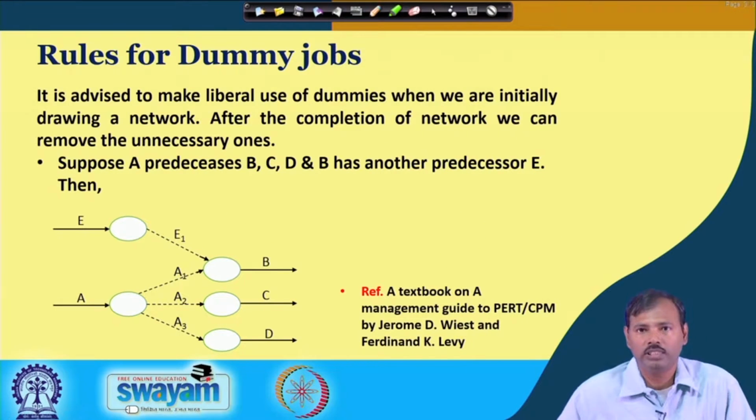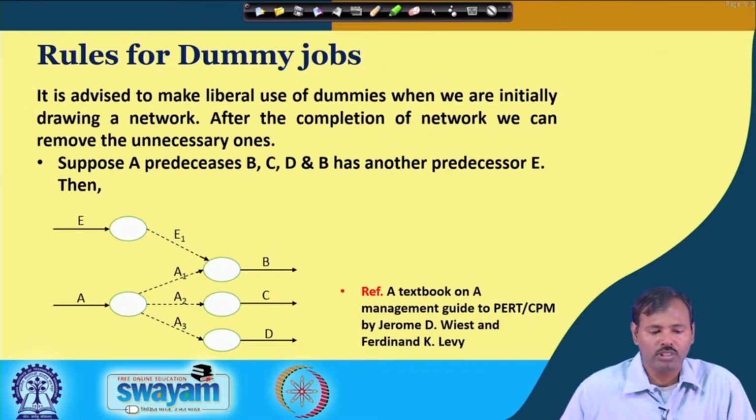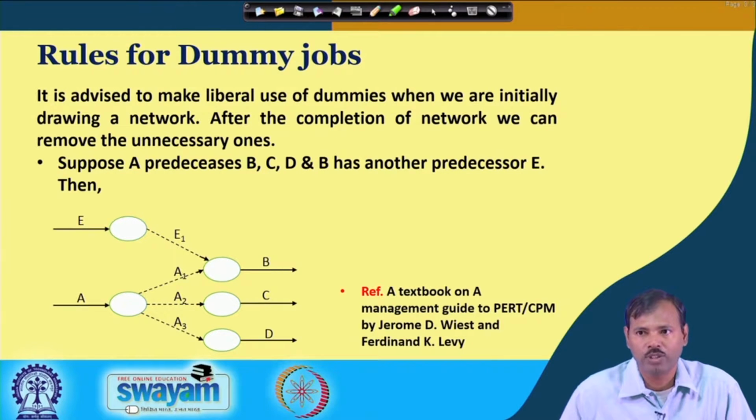Now in this lecture we will discuss the dummy jobs. We will consider only the activity on arrow diagram, because dummy jobs are required in the activity on arrow diagram. We will try to understand how the dummy jobs can be placed, and when a complex network is given with a number of jobs to be placed, how the dummy jobs can be assigned judiciously. For that, let us understand the rules for dummy jobs.